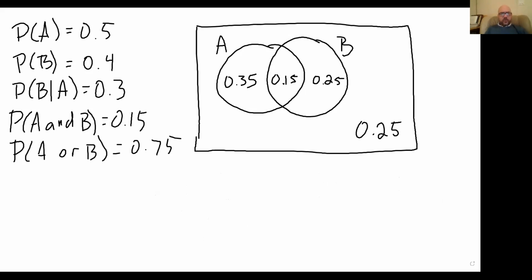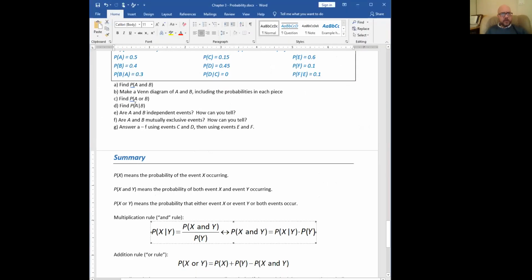Okay, so what else were we finding? I don't remember. A given B, and then we're going to ask about independent or mutually exclusive. So I want to find the probability of A given B.